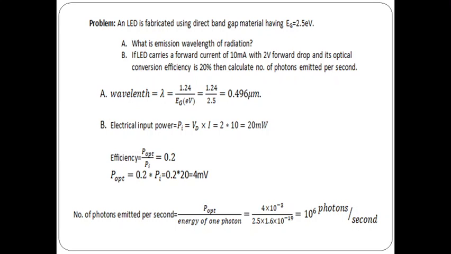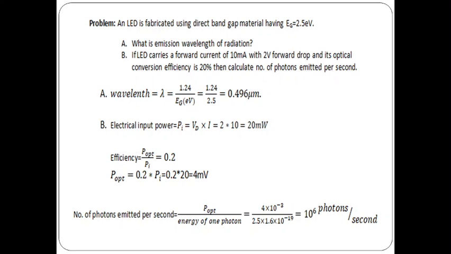And the second one: the LED carries a forward current of 10 milliamperes, so I equals 10 milliampere, with forward voltage drop VD equals 2 volts and optical conversion efficiency equals 20%. Efficiency equal to 20% is nothing but optical power to the electrical input power. We need to calculate the number of photons emitted per second.